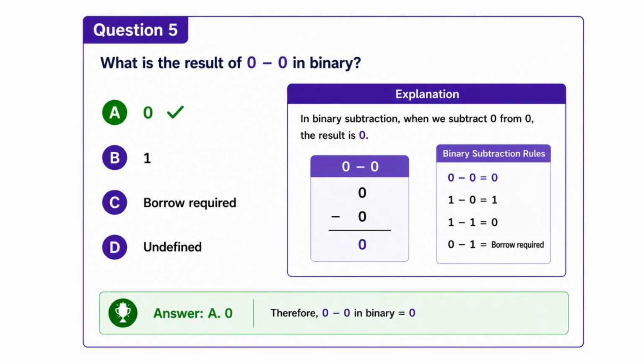Here's an easy one. What is 0 minus 0 in binary? When we subtract 0 from 0, nothing changes. The answer is simply 0. No borrowing is needed. So the correct answer is A. 0.